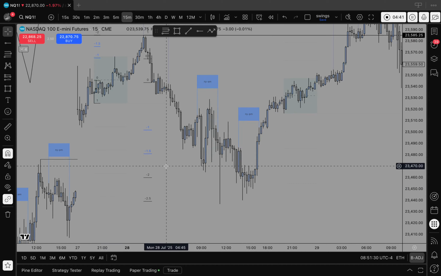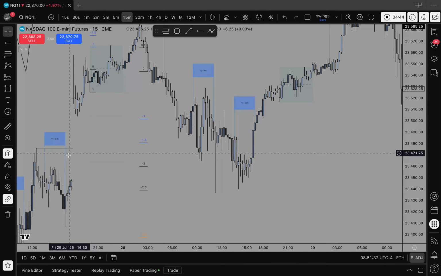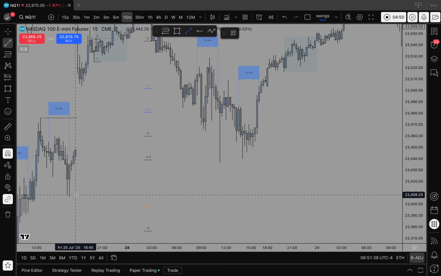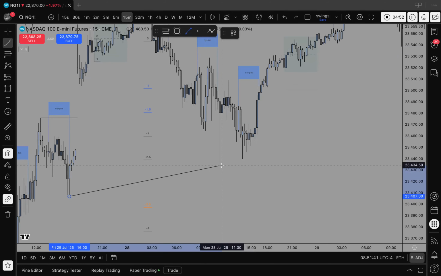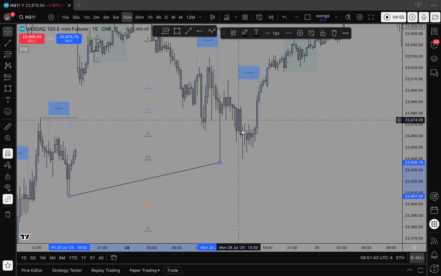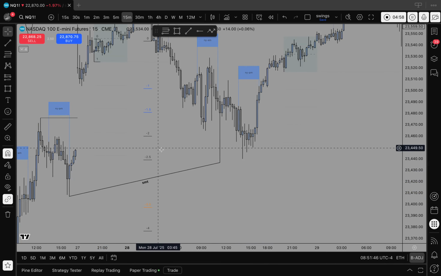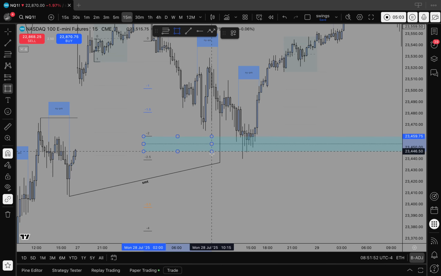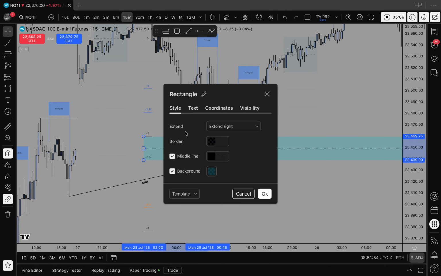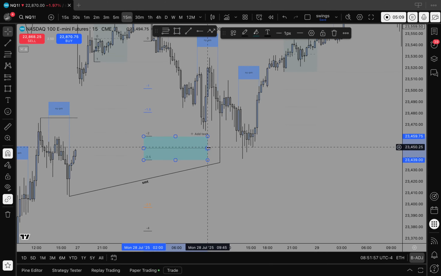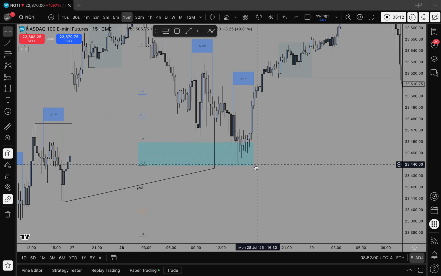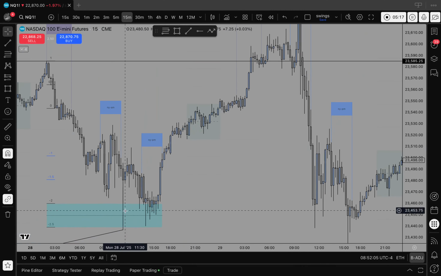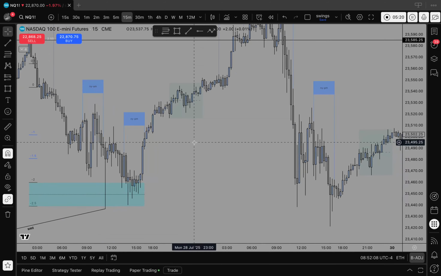As you can see, it aligned with our PD array, which was that NWOG, and then we created that SMT here. So a bullish SMT right there, in the principal reversal zone, where the market got capped because of the SMT. It bounced a little bit off of it, but then the next day we started our bullish expansion.